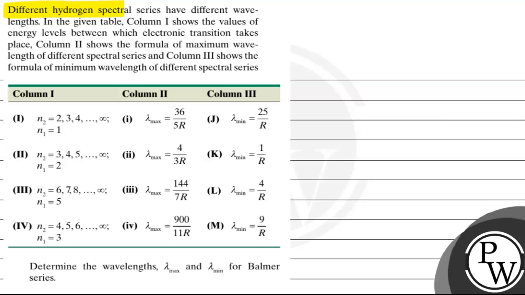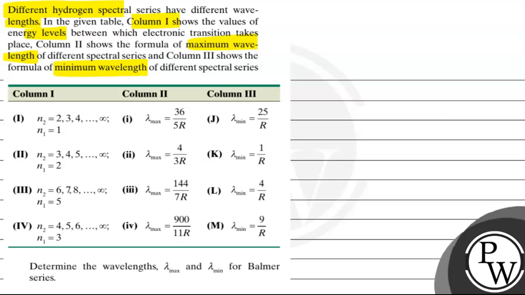Different hydrogen spectral series has different wavelengths. In the given table, column 1 shows the values of energy levels between which electronic transition takes place. Column 2 shows the formula of maximum wavelength of different spectral series, and column 3 shows the formula of minimum wavelength of different spectral series.